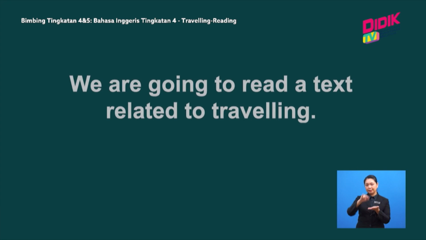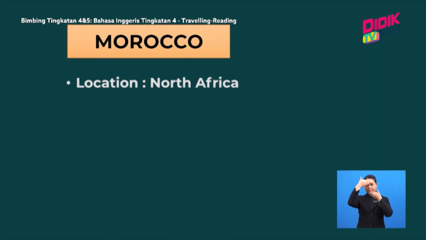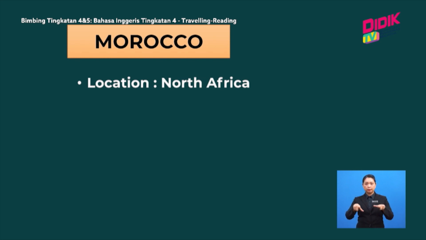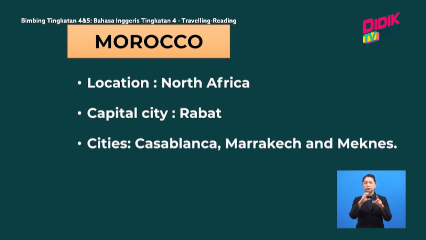Alright, let's go into our reading task. We are going to read a text related to traveling. So, can you guess what the text will be about? Yes, it's about Morocco. Do you know that Morocco is a country located in North Africa? The capital city is Rabat and the largest city is Casablanca. Other large cities include Marrakesh and Meknes. In the next activity, you are going to read an internet blog titled My Trip to Morocco by Amanda Edmonds.